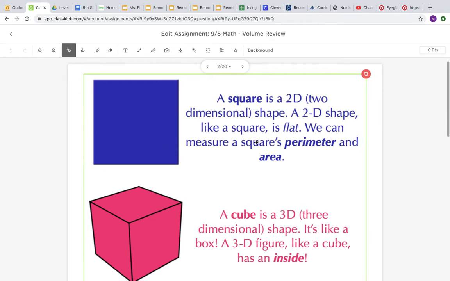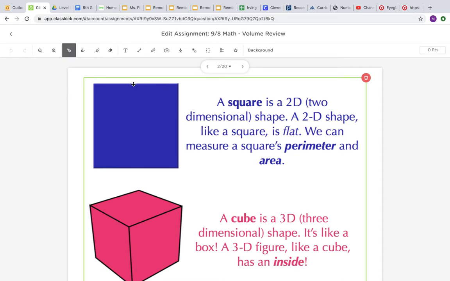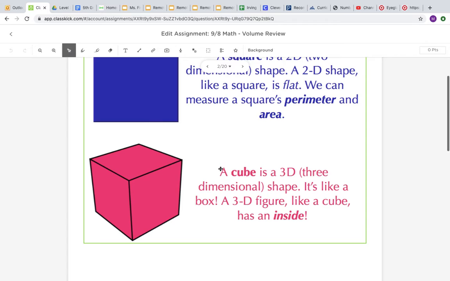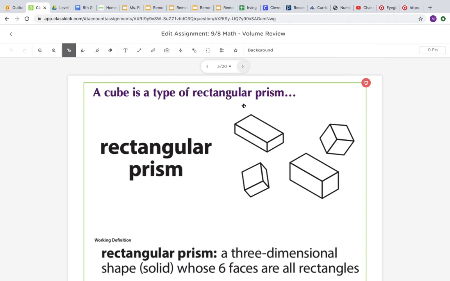A 2D square is flat, so we can only measure the square's perimeter, which is the measurement on the outside, and the square's area, which is on the inside here. Think of it like a carpet. A cube is a 3D shape, three-dimensional. It is like a box. So in this case, this is where we can find what is inside. That is where we find the volume.